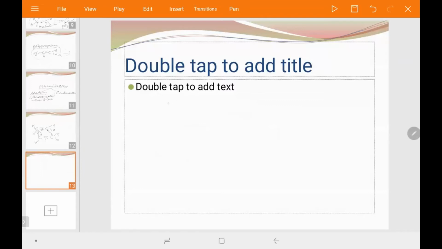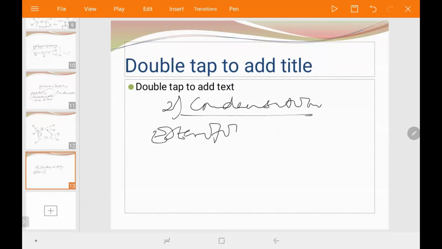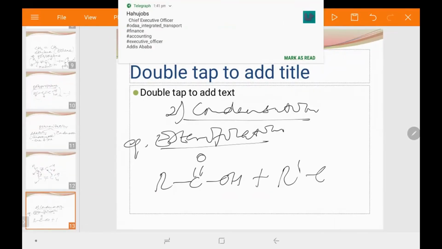The second one is condensation. Now, in condensation, there is no breaking down of the double bond. Rather, in condensation, some part of the molecule will be removed. The best example here is the esterification reaction. Take esterification. I hope you know it is the reaction between what and what? Carboxylic acid and alcohol. RCOOH plus R prime OH.